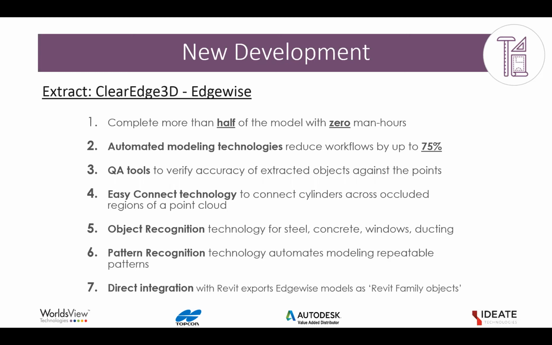There is some easy connect technology that can connect cylinders. We are going to see this, which is really interesting. And also object recognition technology for steel, concrete, windows, ducting, and other building objects. And what is really interesting is the 7th point, direct integration with Revit and export of the Edgewise model as a Revit family object, which is really, really helpful for building projects.